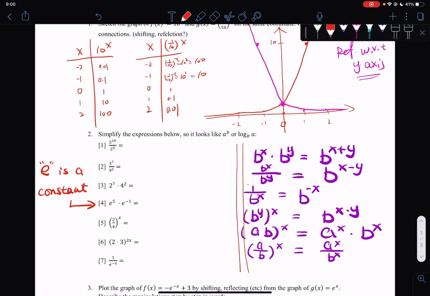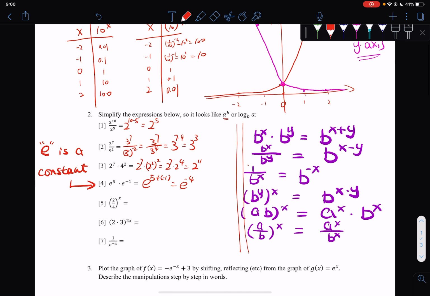The next problem asks you to simplify the exponential functions to make sure it looks like a simple structure. So this is 2 to the power of 10 minus y, 5, they share the same base. This is 3 to the 7, this is 3 squared, so it's 3 to the 7, 3 to the 4th, 3 to the 7 minus 4, hence 3 cubed. Next problem is 2 to the 7, 2 squared to the power of 2, so 2 to the 7, 2 to the 4, so it's 2 to the 11. We have e to the 5 plus negative 1, so it's e to the negative 4.